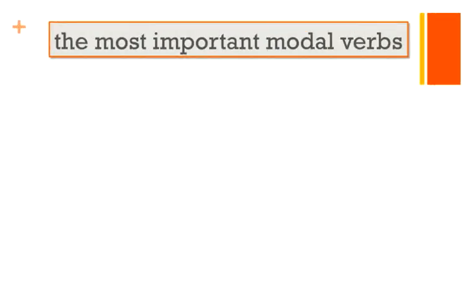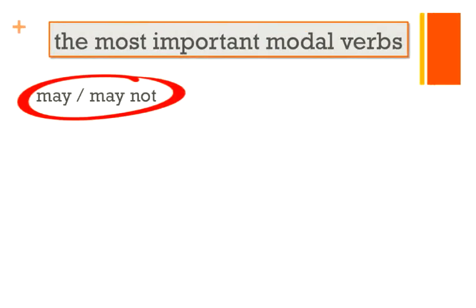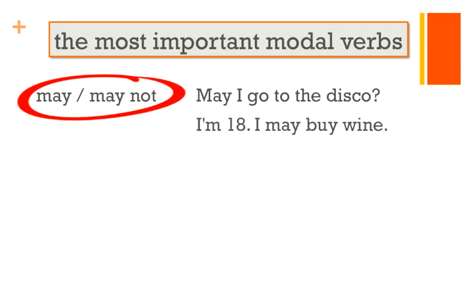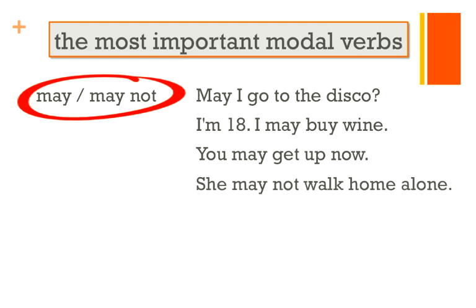Now let's continue with the next one. Let's talk about may and may not. And let's start out with a couple of examples. May I go to the disco is a perfectly all right and beautiful English question. You can, of course, say, can I go to the disco? But may I go to the disco sounds a bit nicer. I'm 18, I may buy wine. It's perfectly all right. You may get up now. Good English sentence. And she may not walk home alone. This is the negative form. She may not walk home alone.